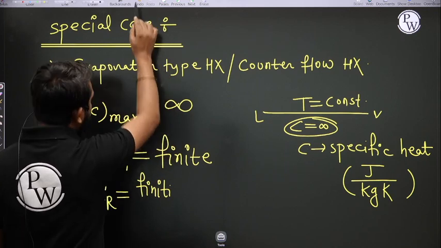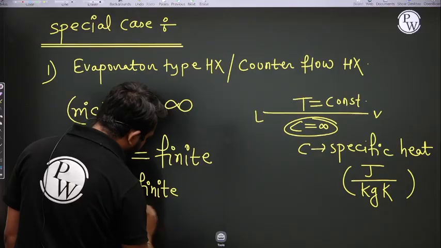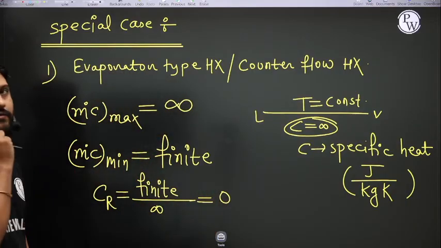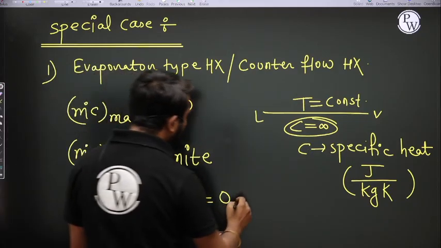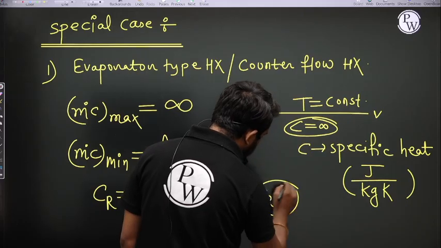It is finite by infinite. So finite by infinite, that is 0. So what is the CR? That CR is 0.